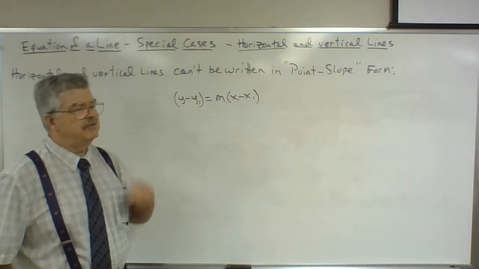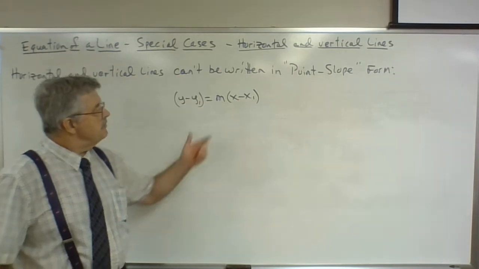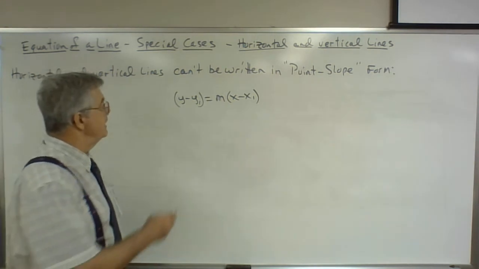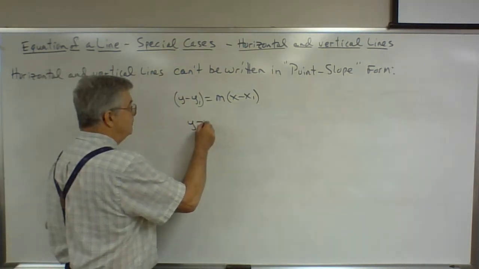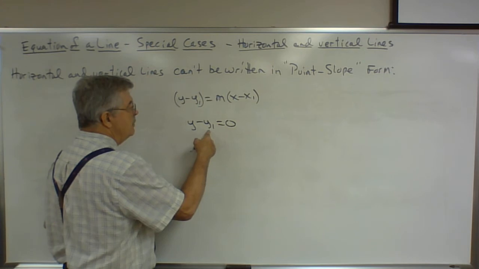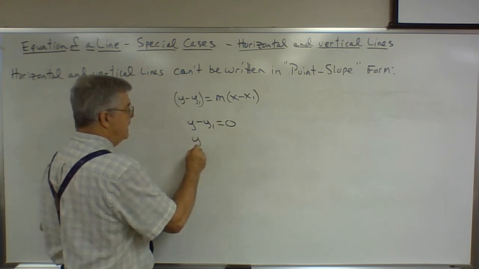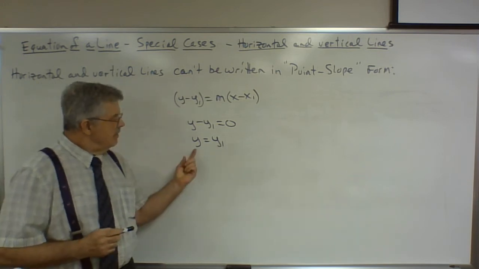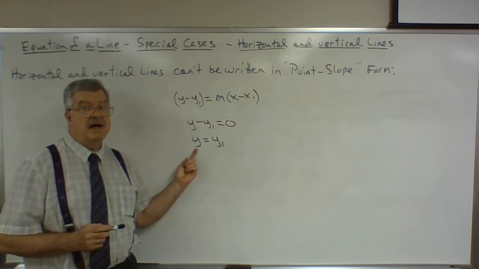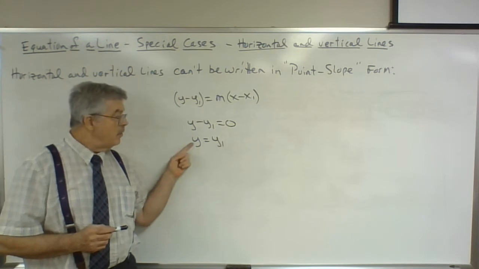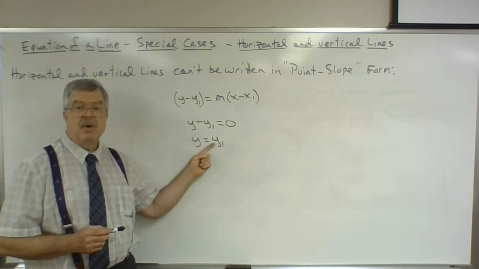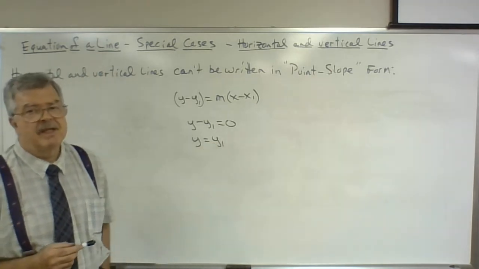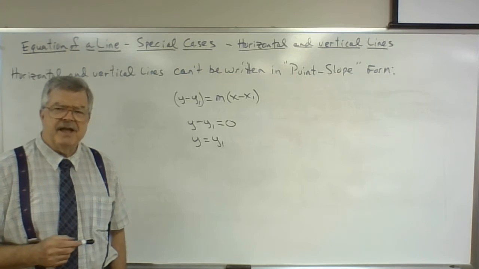And so that gives us an idea. If we try to use the point-slope form of an equation of a line with a horizontal line, this is what we get. And when we move the y1 to the other side, what we get is, for every point (x, y) on the horizontal line, the y-coordinate equals y1, the y-coordinate of the known point on the horizontal line. And that kind of makes sense.